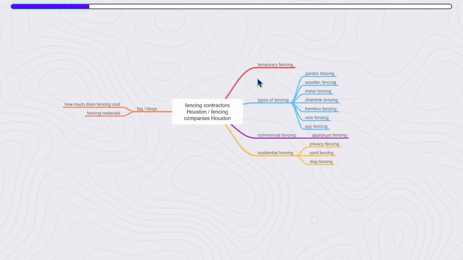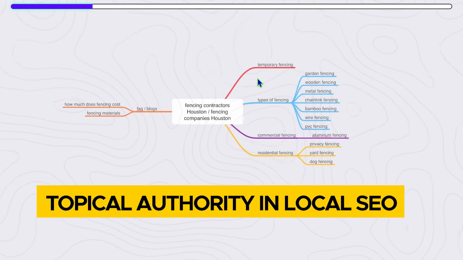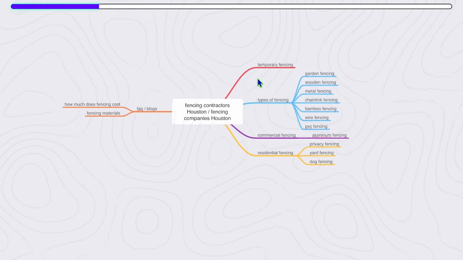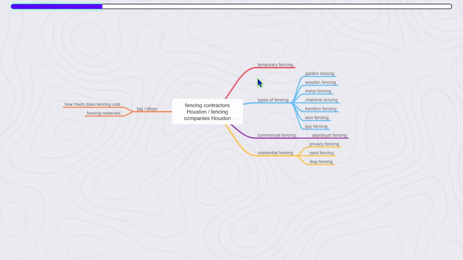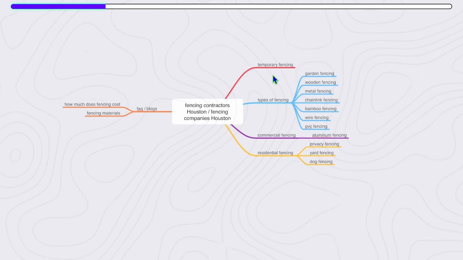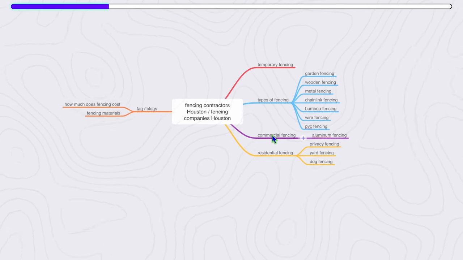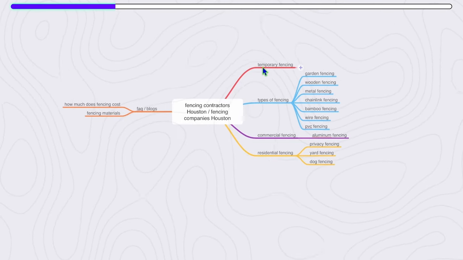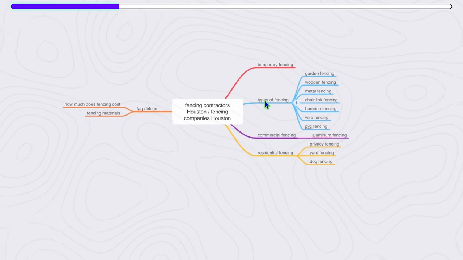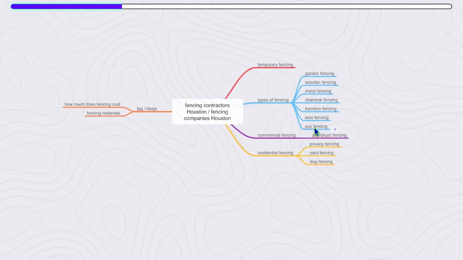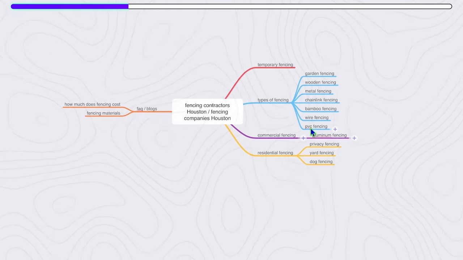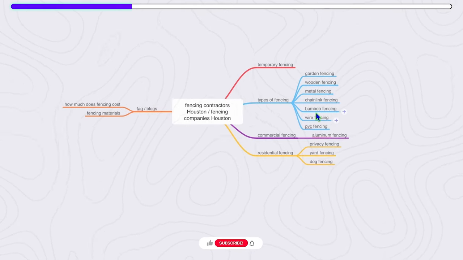So now the objective is to build topical authority in local SEO. If you're able to achieve topical authority in local SEO, it's a very important thing to do. So temporary fencing, types of fencing, commercial, residential: these are the four parent categories, or pages, you can create. For example, under types of fencing, these are the categories the client is doing: garden, wooden, metal, chain link, bamboo, wire, PVC. So these are to be there.